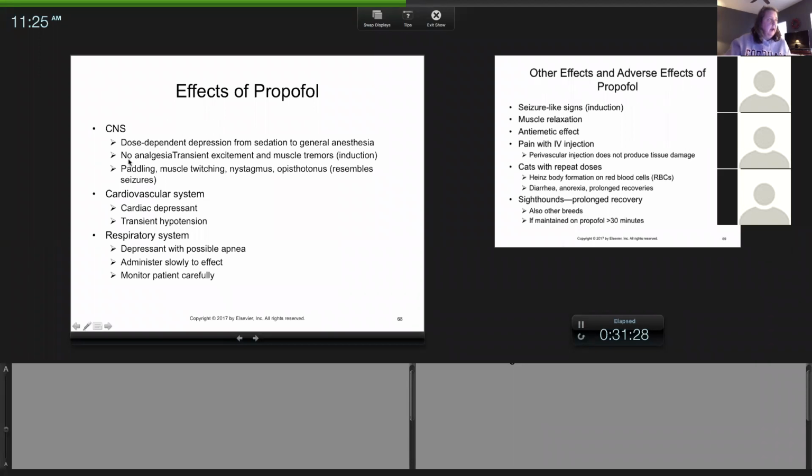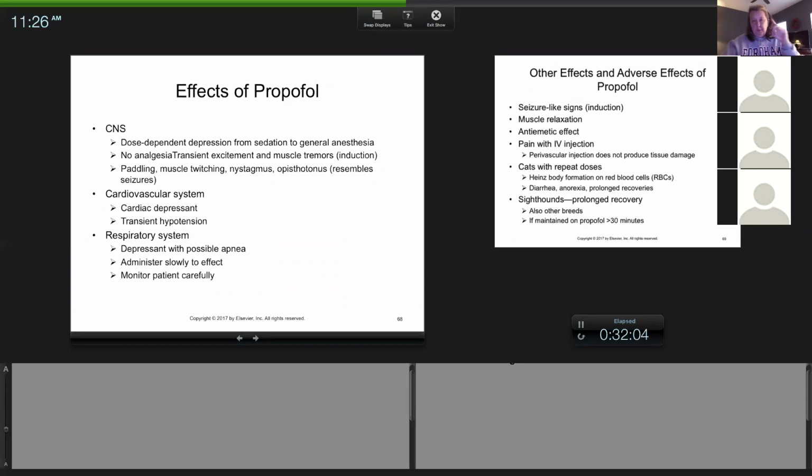Some of the common effects: the CNS, it's dose-dependent sedation to general anesthesia. What I want you guys to know is the main reason you use this drug is to induce general anesthesia. If you gave a low dose, you could make them just sedate, except that you'll get some tremors and some shaking. And remember the excitement phase I told you guys about? Normally you go from stage 1 to stage 3. Propofol is the drug that does that.